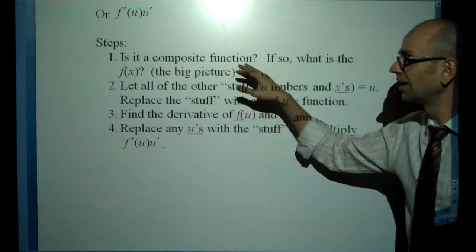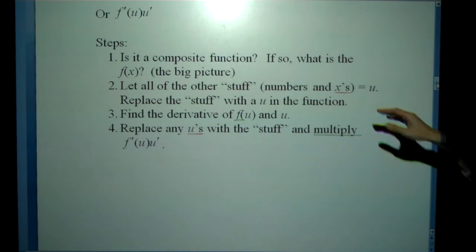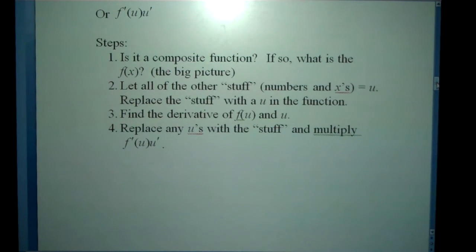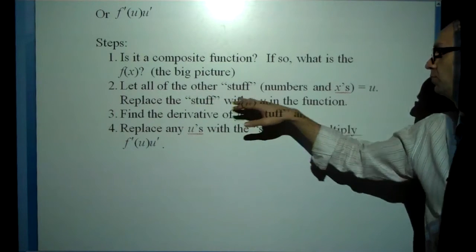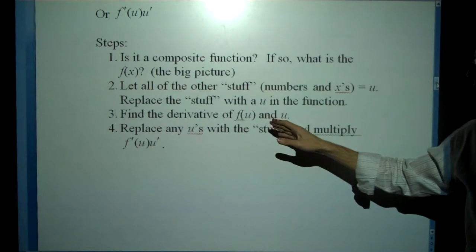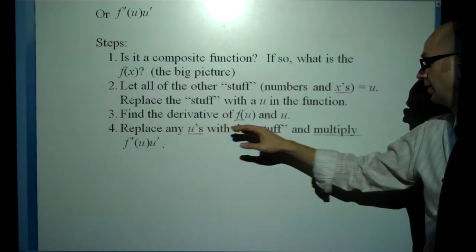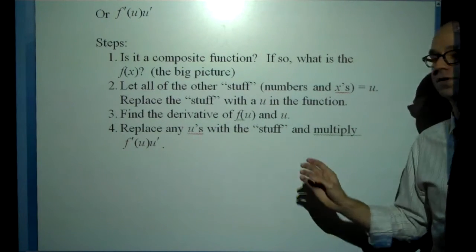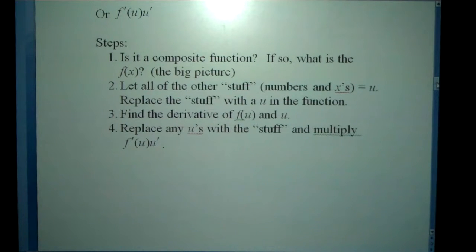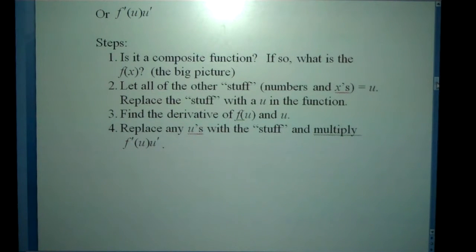Let all of the other stuff that's inside of that radical or inside of that set of parentheses or whatever be represented by u. You can actually replace all that stuff with the u in the function. Find the derivative of that big picture, f of u, where you've replaced all the stuff, and then do the derivative of just the stuff as well. Put the stuff back in there, and then multiply by the derivative of the stuff, or the u. You'll hear me saying stuff a lot throughout this lesson. This might seem a little bit confusing right now, but hopefully I can clarify that a little bit on the next slide.